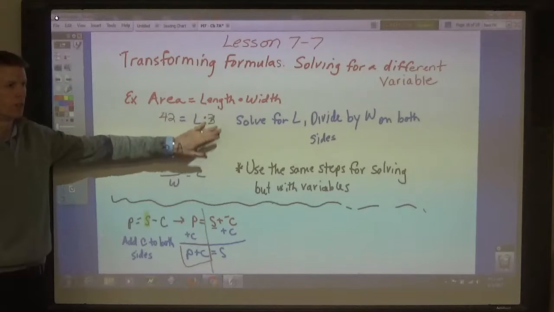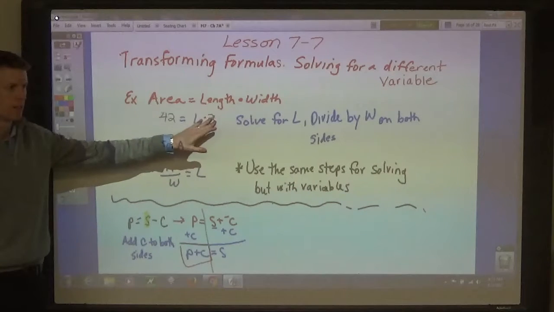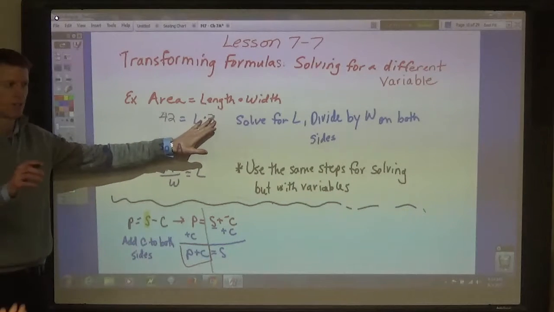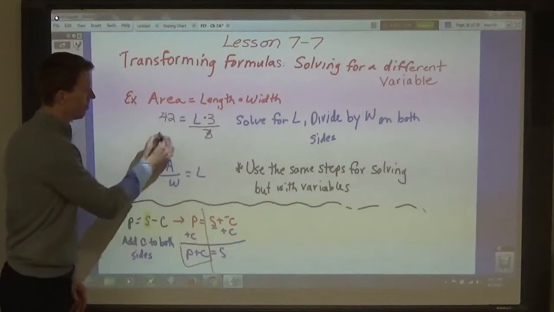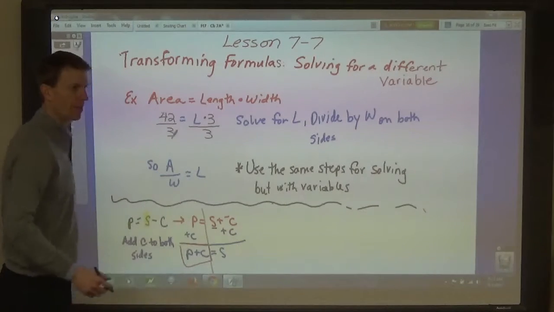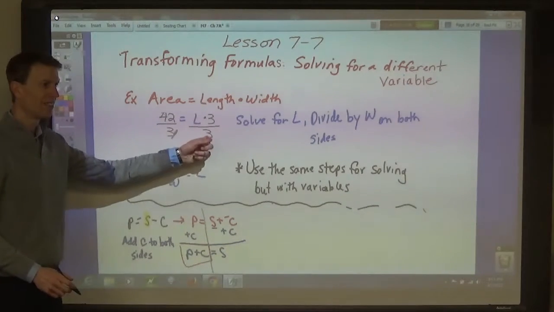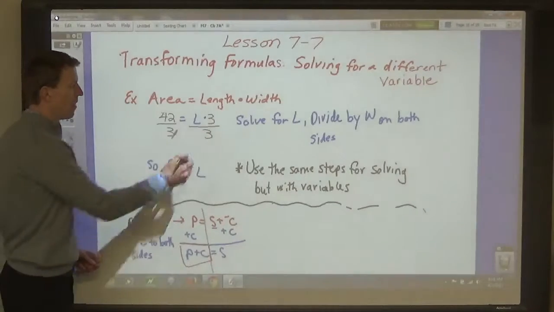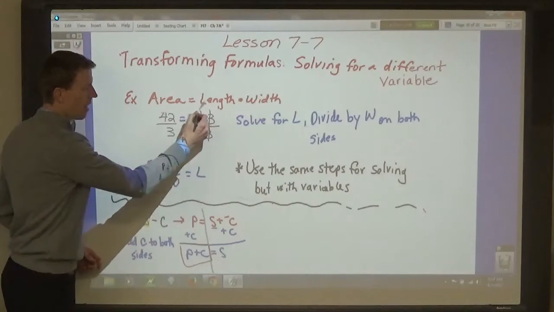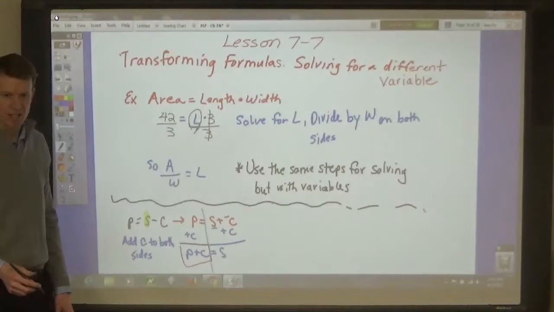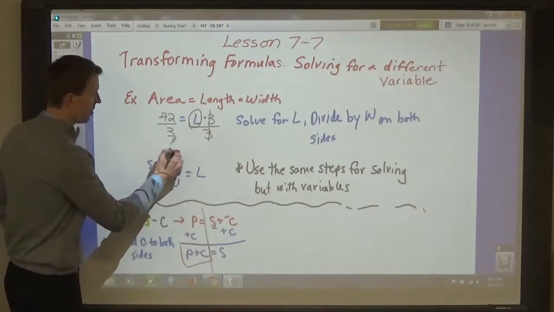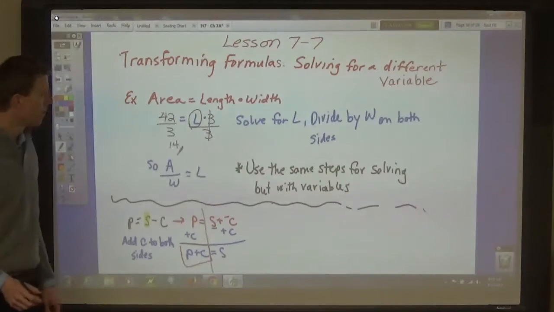What did I just do? And then I changed to the numbers. Abby, could you help her? You would do 3 divided by 3, and then 42 divided by 3. And then cross off the 3 so that the L is by itself. And 42 divided by 3 is 14. Okay?